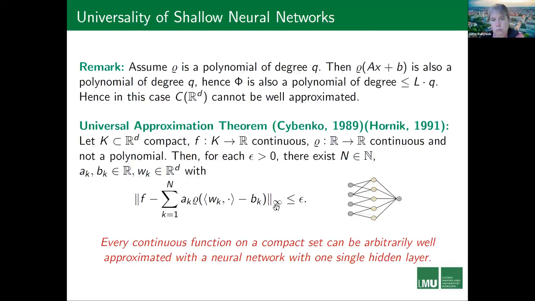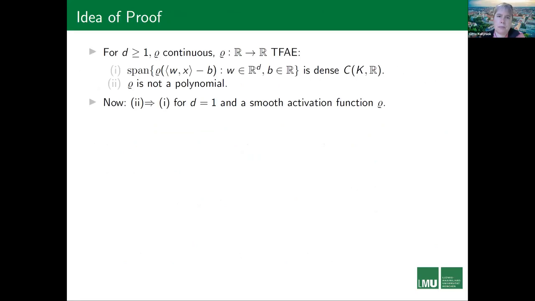So that was the first highlight in expressivity, which says, in words, every continuous function on a compact set can be arbitrarily well approximated with a neural network with one single hidden layer. So that's very nice. Let's look at the idea of the proof.